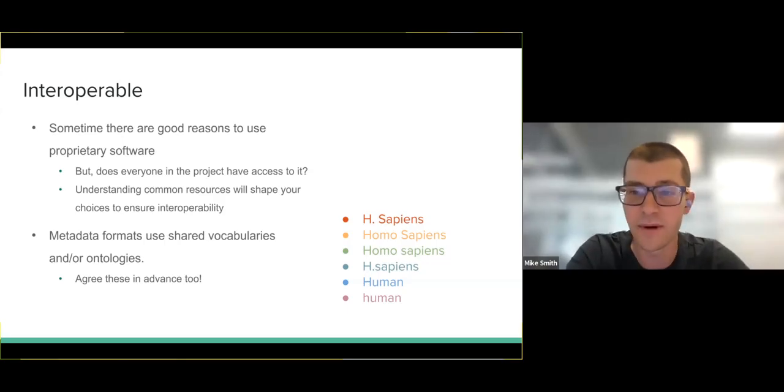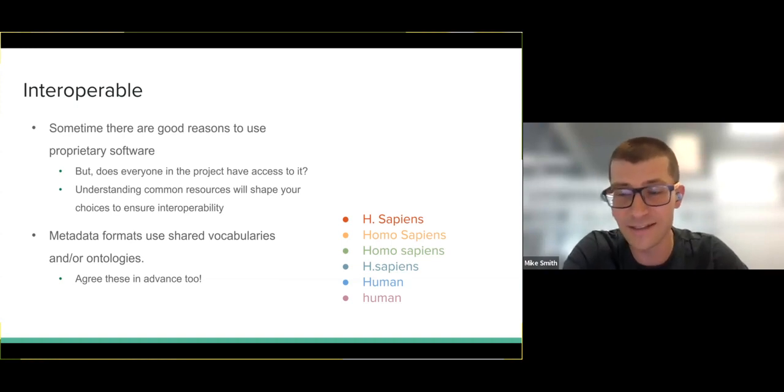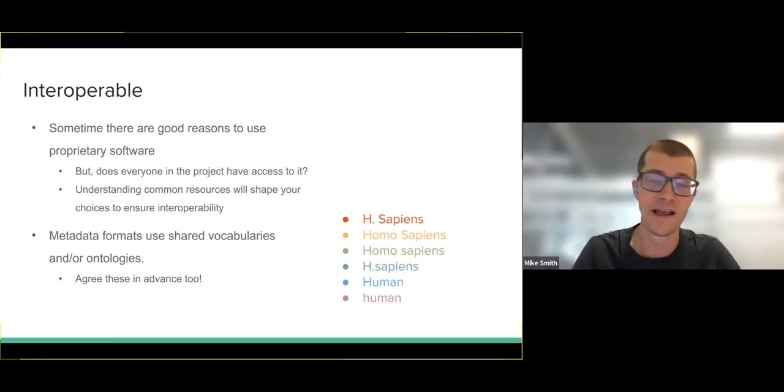And I just put a little example down here of all the different ways, well, this is a tiny subset of the ways you could indicate that a sample was human, right? You can write Homo sapiens, you can do that with all capital letters or some capital letters. You can have spaces in there. You can not have spaces. You can write human instead of Homo sapiens. You want to agree all of that in advance.